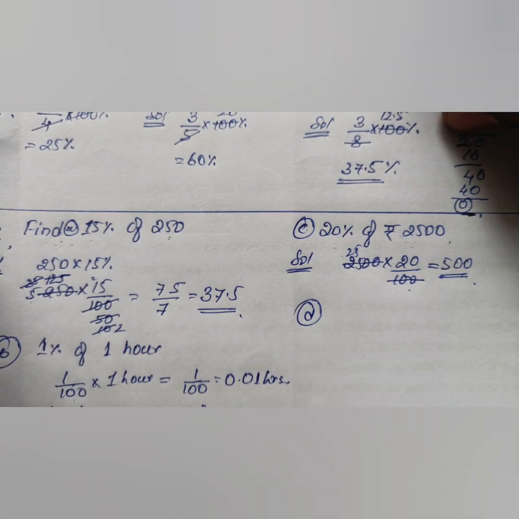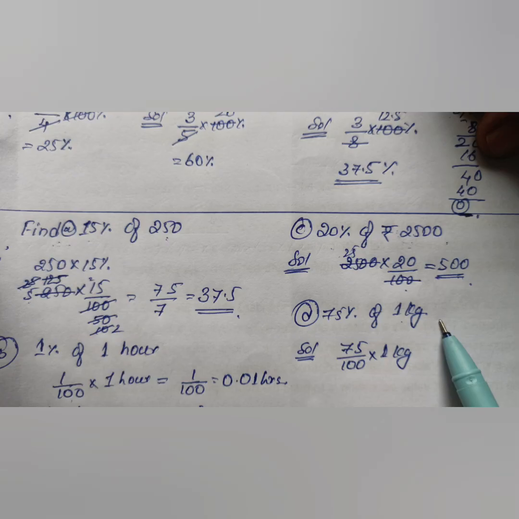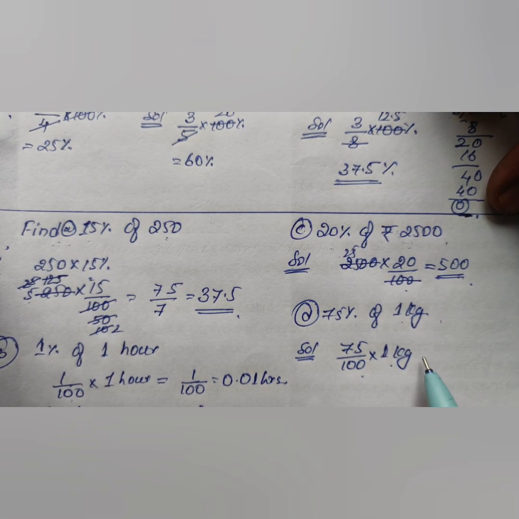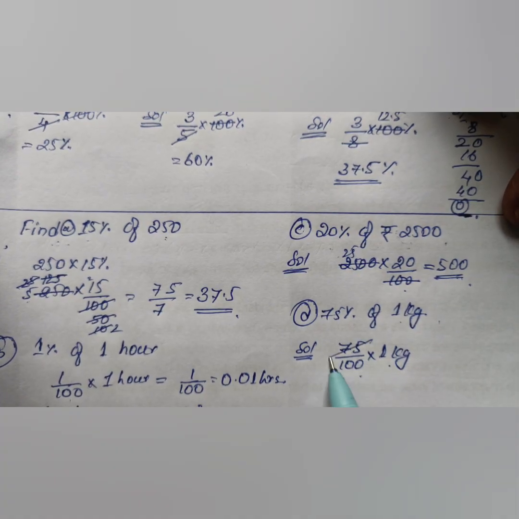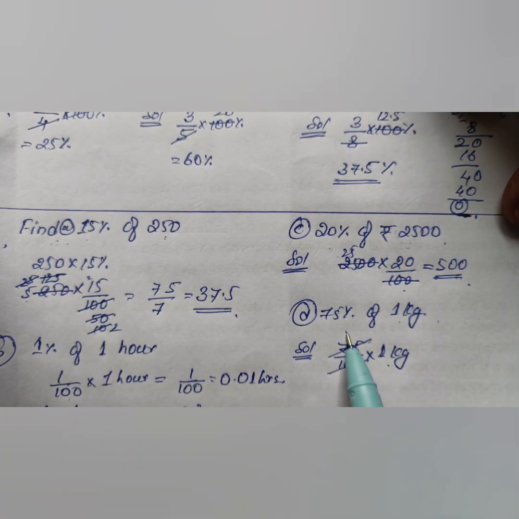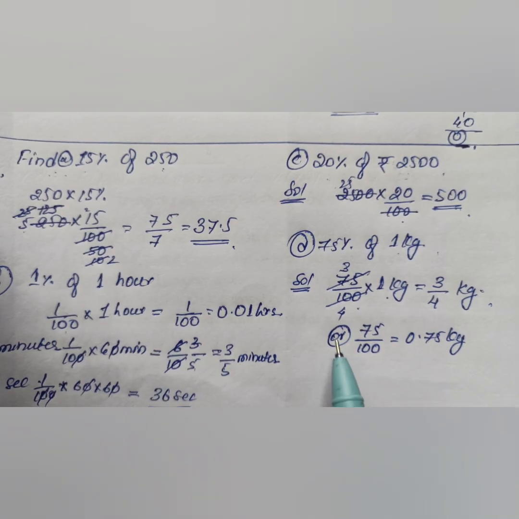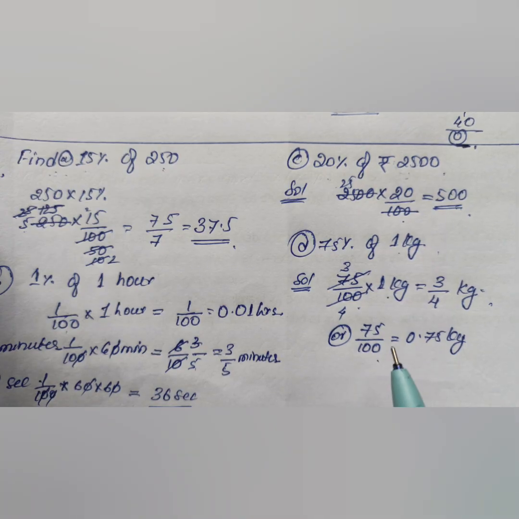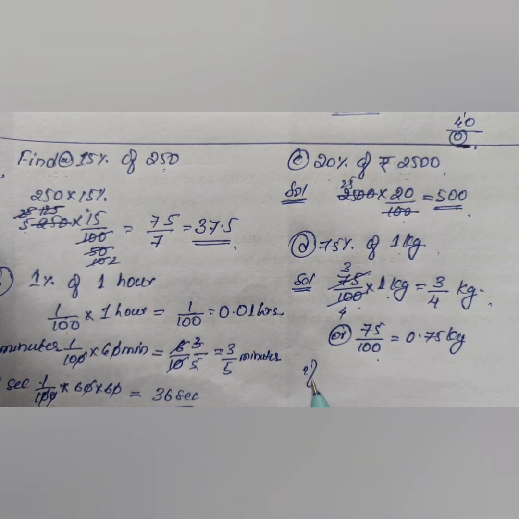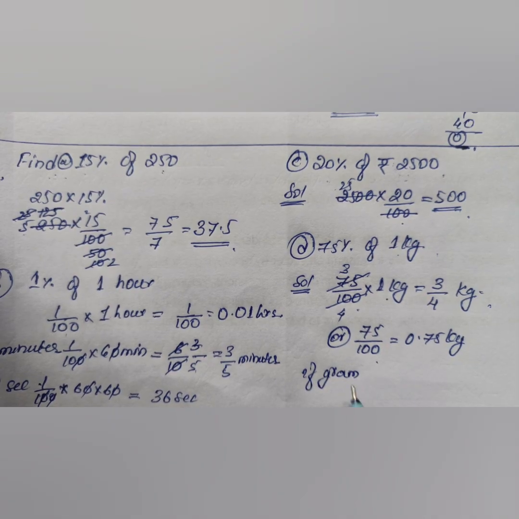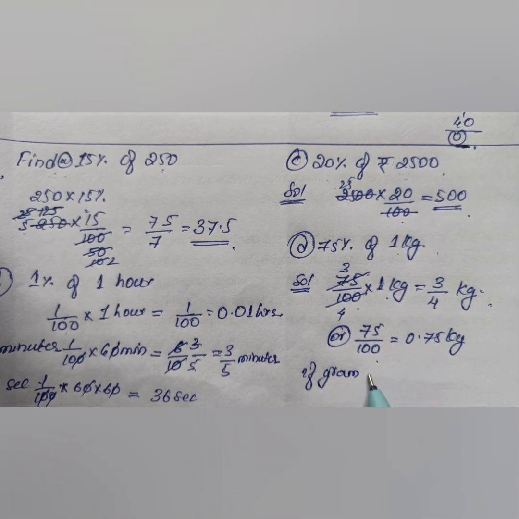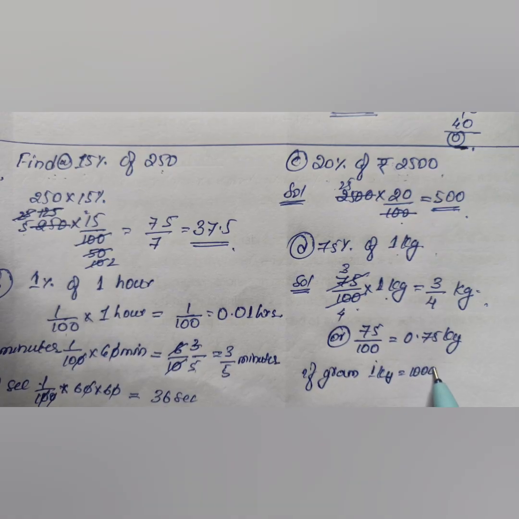Now let's do D. Here 75 percentage of 1 kg. We can write it as 75 percentage means 75 by 100 into 1 kg. Now this can be calculated. 75 is 25 3s, 100 is 25 4s. So it is 3 by 4 kg. This is the answer. Or we can write 75 by 100 as 0.75 kgs. If they ask in grams, you can convert into grams. 1 kg is equal to 1000 grams.